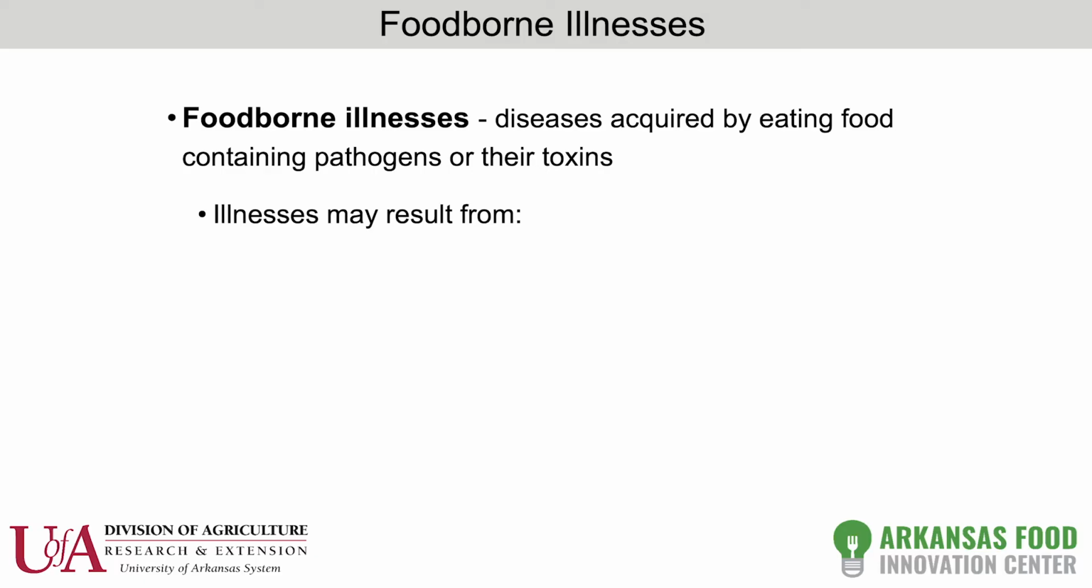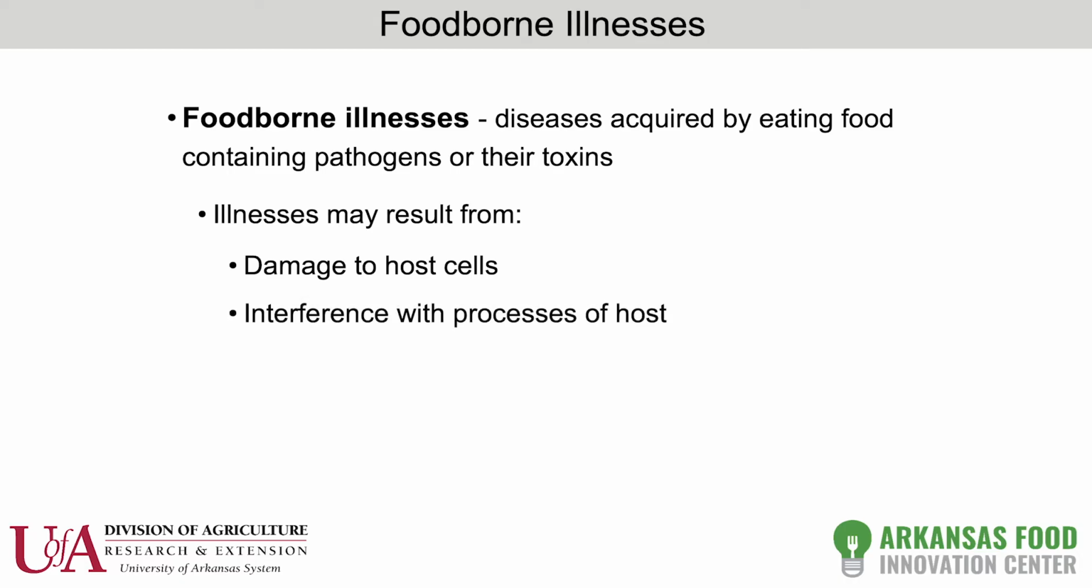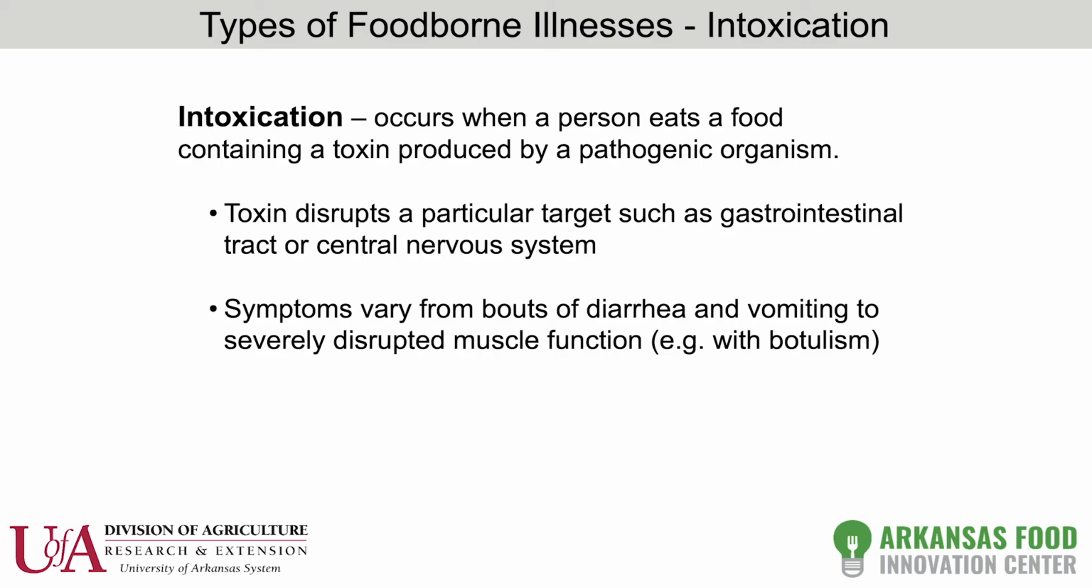Before we consider ways of controlling bacterial growth, let's take a few minutes to consider what we mean when we talk about foodborne illness. A foodborne illness is a disease that comes from food containing a pathogen or the toxin produced by a pathogen. Different foodborne illnesses have different effects on the body. Some cause damage to the cells and may lead to breakdown of body tissue. Some disrupt the processes of the body. And some may cause the body to respond in such a way that it harms itself.